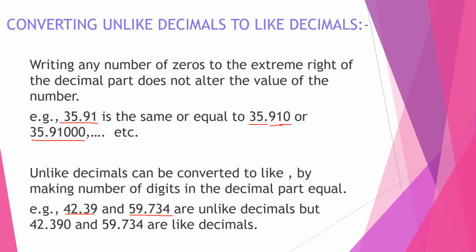But if I insert 0 after 39 in the first example, it will become 42.390, right? And the second remains as it is, 59.734. Now these are like decimals, right? Why? Because their decimal places are equal now. So by this method, you can convert unlike decimals into like decimals by inserting zeros to the extreme right. All of you understood?